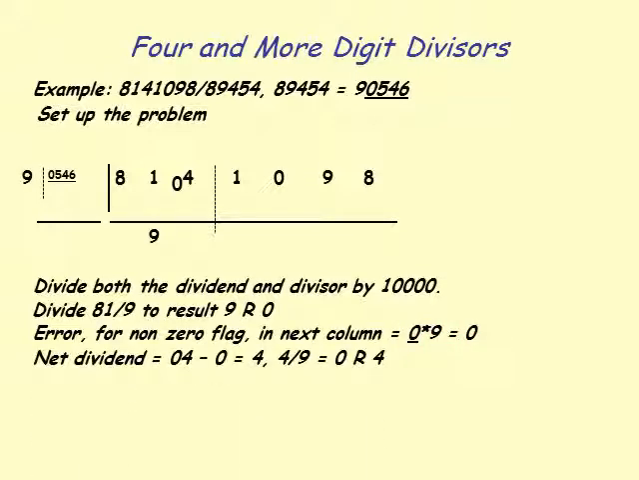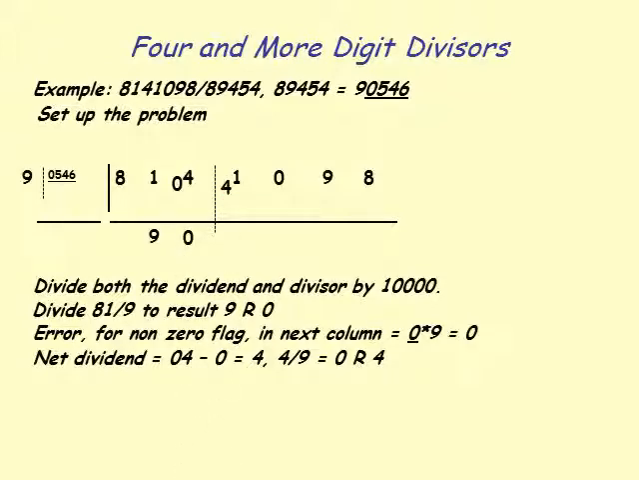Okay, let's continue. So in the next column we have 4 minus 0. I'm going to subtract this product here, and that gives me 4. 4 divided by 9 gives me 0, remainder 4. So I got 0 here and a 4 for the next column.